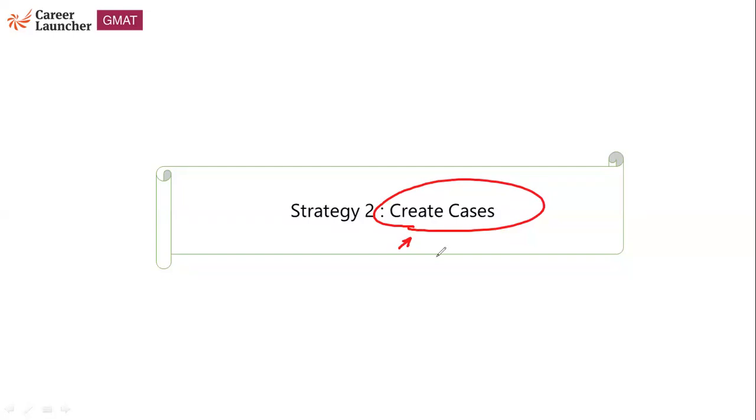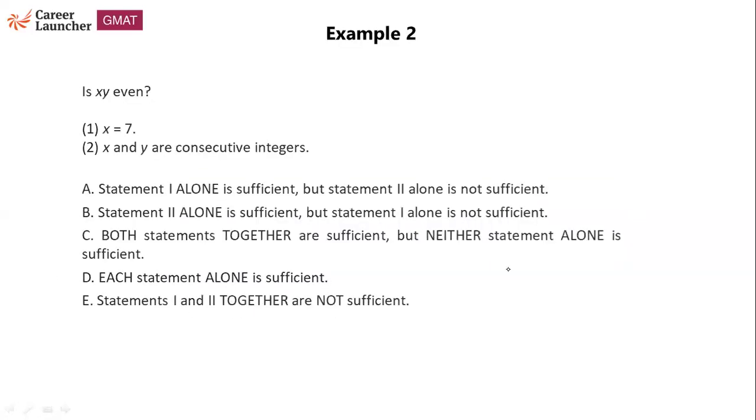A lot of times it happens that leaving out a case gives you an incorrect answer. So try forming as many cases as possible on the GMAT. Why? Because if you leave out some of those cases, it might change the answer. So try forming as many cases as possible. Let's understand this one.